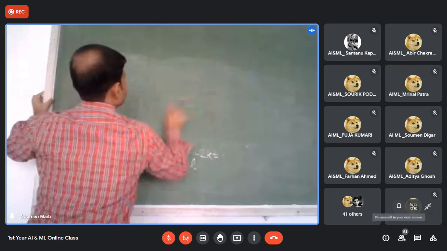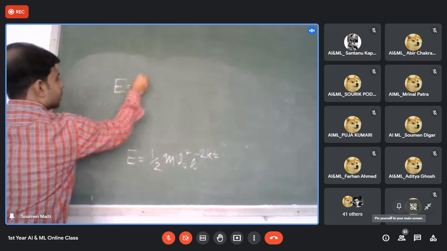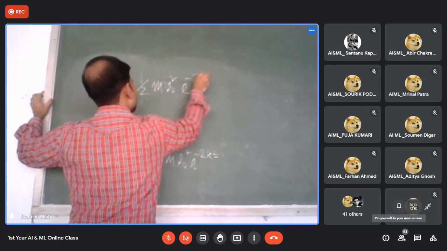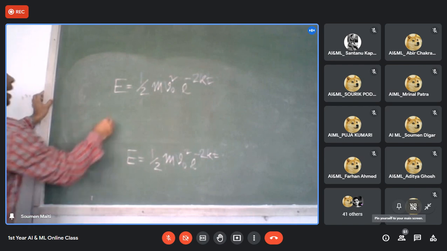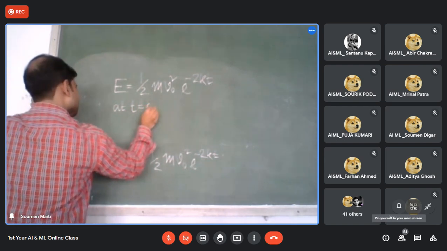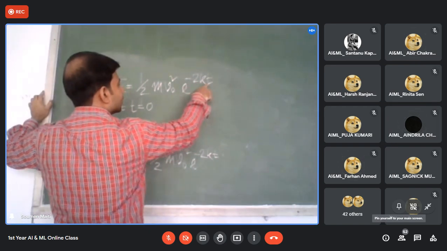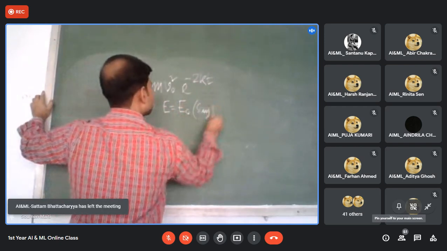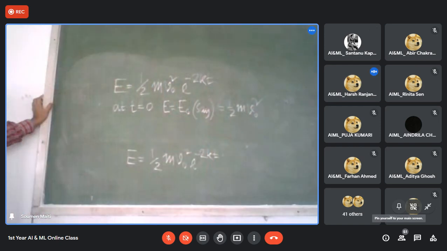So the total energy is nothing but this one. E, I am writing in a bigger format. E equal to half m v naught square e to the power minus 2kt. What I need is the initial energy. So at t equal to 0, what is the energy? Half m v naught square. Your kt is 0, that means 1. So E equal to E naught, at t equal to 0, is equal to half m v naught square. Yes or no?